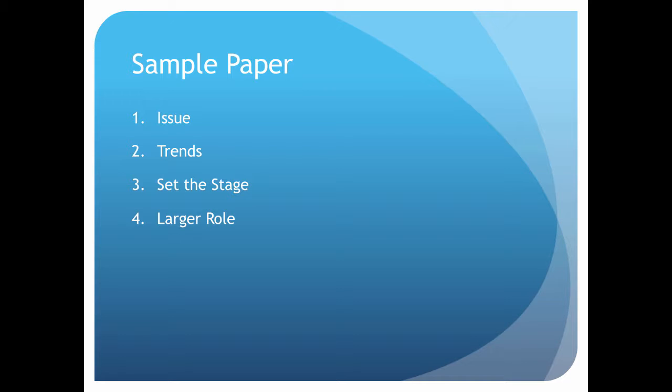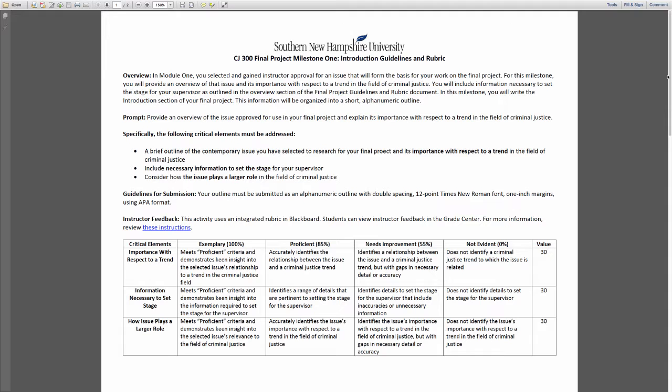Okay. I also have a sample paper to show you that should have in outline format the issue, trends, how you're going to set the stage, and the larger role. So hopefully that gives you a context of what you're about to see. Okay, here is the actual guideline rubric document. You can find this, of course, in course information and in Module 2 as part of this assignment.